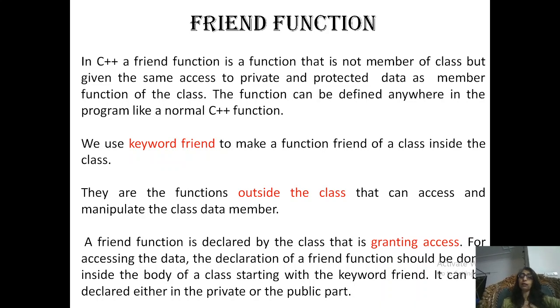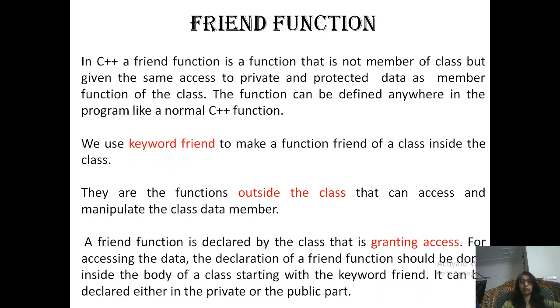But how can a class know that this particular function is a friend function? Of course, we need to declare that function inside the class with the keyword friend. So we use the keyword friend to make a function friend of a class inside the class, but it is not the member of the class. They are functions outside the class that can access and manipulate the data members of the class.